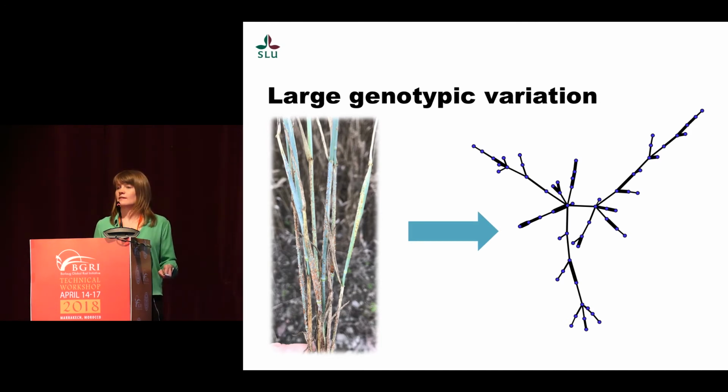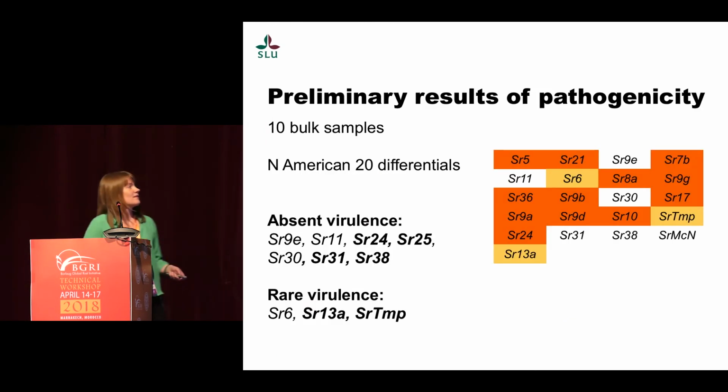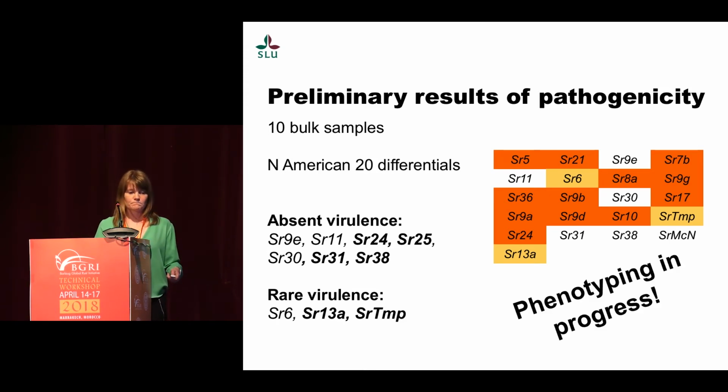So how does this outbreak connect to, sorry, we have to talk about Mehran's result as well. What was done was that he took 10 bulk samples of this sexual population and inoculated them on the 20 differentials. Here you see the results. You can see that the absent virulences are Sr24, Sr25, 31, and 38. And the rare ones, which are in light, only a few pustules were found, but they were present in the population. Mehran is continuing working on this, and we hope to be able to update you at a later stage.